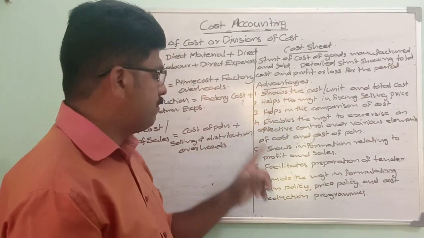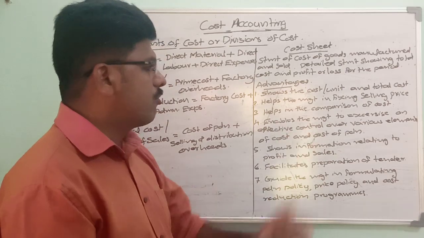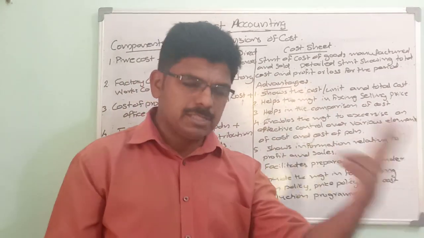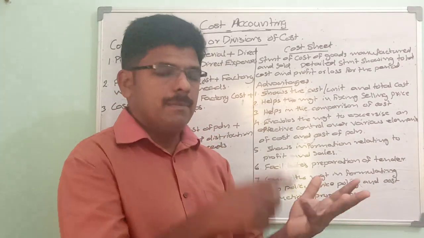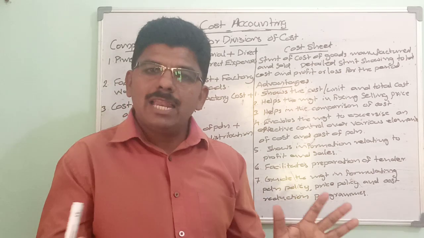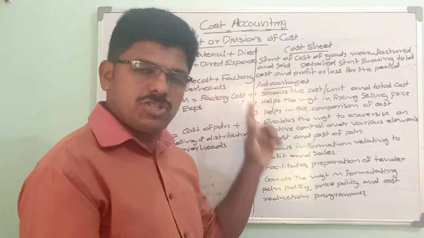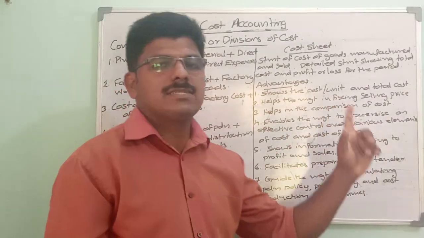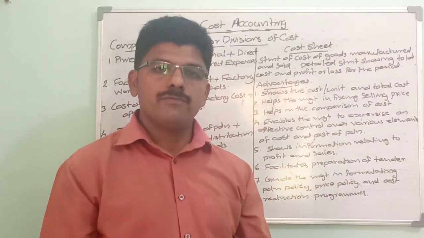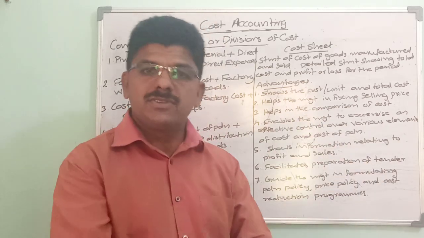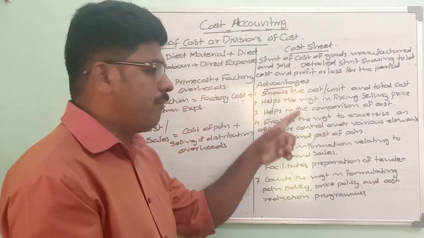Next, number 4, it enables the management to exercise an effective control over various elements of cost and cost of production. It helps the management to exercise a proper control over all elements of cost. All elements of cost means material, labor and expenses. All elements can be effectively controlled by the management with the help of this cost sheet. And cost of production is also influenced by this cost sheet. Cost of production can be reduced with the help of this cost sheet if sufficient data is provided in time before the management. Of course, we can help the management for exercising proper control over this cost of production.